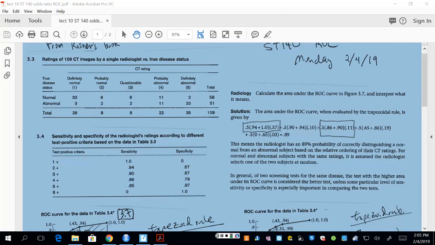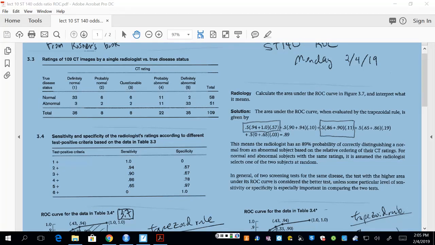At the other extreme, we call nobody abnormal and say everybody's fine. That's perfect for the people who are normal, because they are normal. We got that right. For the other ones, we got totally wrong. You probably want to do something in between. Right? So you choose something like 2, right?